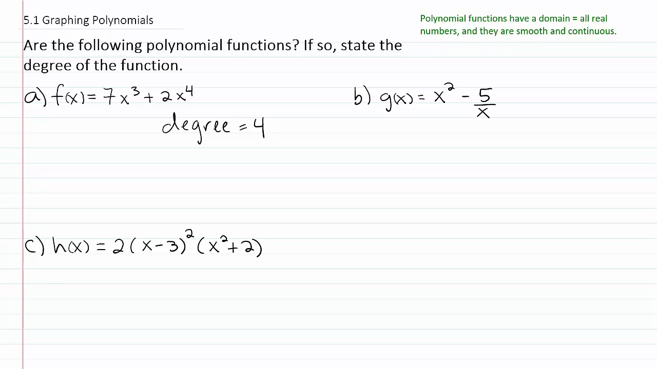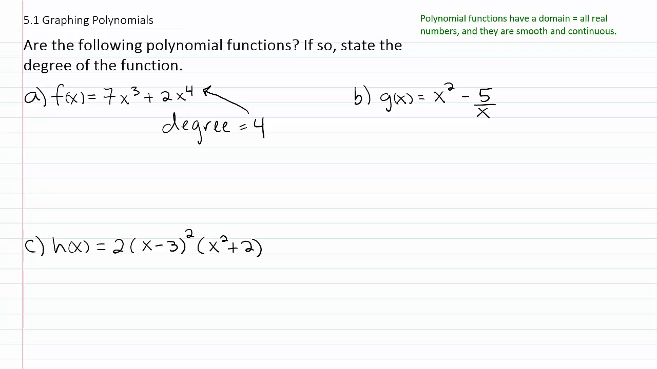And what's the degree? Remember, the degree is just the highest power that you find on the variable for the function. So in this case, this is a function in x. The highest power you see on that variable x is 4. That is the degree of your polynomial then. All right, let's look at example B. B is not a polynomial function.